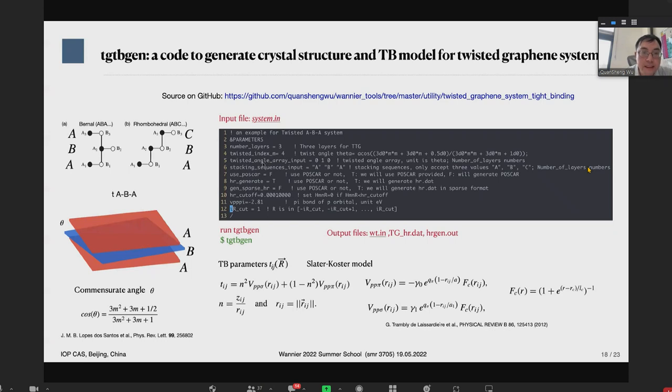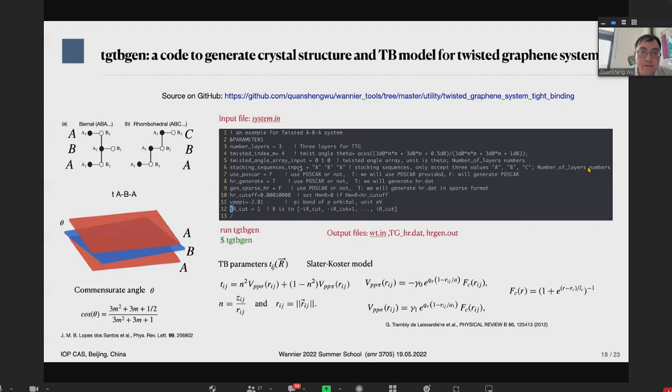And also we need to provide the twist angle array input. Here we have 3 layers, right? 3 layers, and the twist angle is like this. The unit is this theta. And zero means the first layer doesn't twist. The second layer twists by a theta. This is counterclockwise. And this theta means there's no twist, so it's based on that.